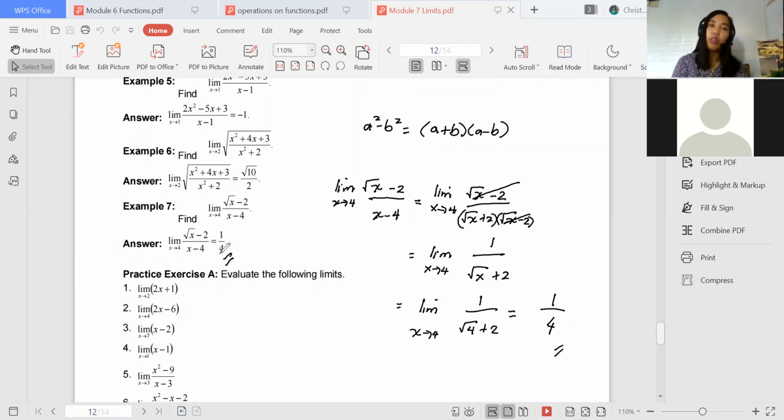Okay, so we will just continue our discussion next week because we still have one-sided limits. For one-sided limits, piecewise functions come in. Any questions?